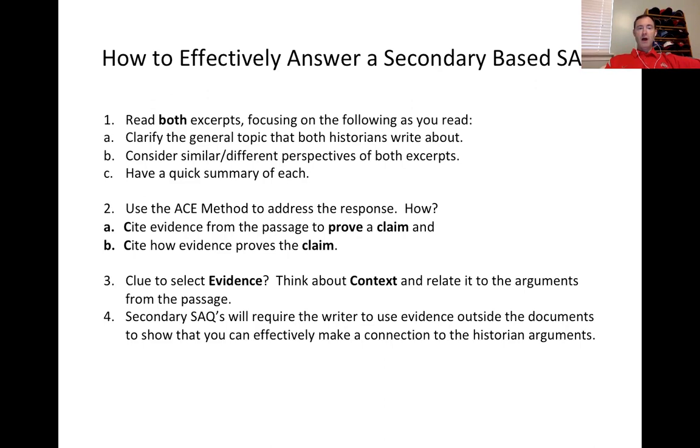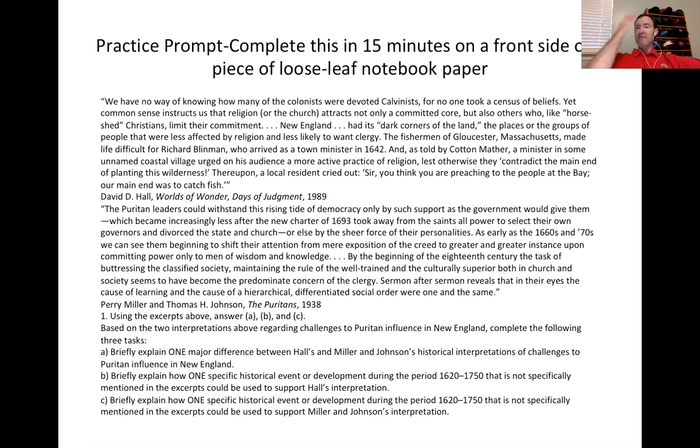So secondary SAQs will require the writer to use evidence outside the documents. Again, it's another way to show that you can effectively make a connection to the historian's arguments. So on Canvas, for those of you that are in my class, I have posted a sample that we're going to work through together. If you're watching the video, you can pause it, take about 15 minutes to write, and then I'm going to walk you through some of the information that they would have looked for.